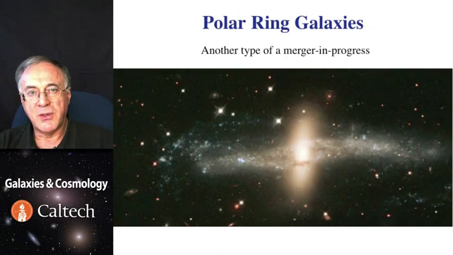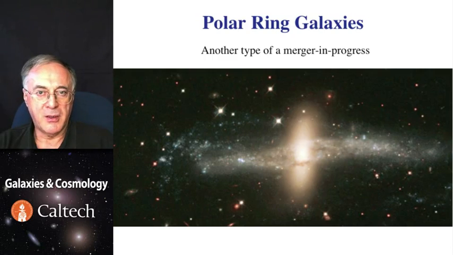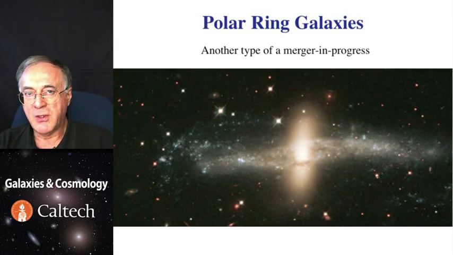A subset of those are so-called polar ring galaxies, where the merger of two spirals is not yet complete, and their angular momenta were orthogonal. So you see a ring, the remnant of one of them, orthogonal to the disk of the other. This was puzzling at first, until people realized what was going on.